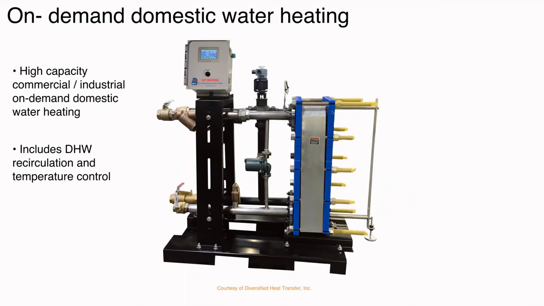I just want to show that this concept is available from actually multiple manufacturers now in commercial scale. That's a plate and frame heat exchanger, and it's got a recirculation pump. It's got a mixing valve here, a motorized mixing valve, and controls. This is simply taking that concept and scaling it up into much higher capacity, probably several 100,000 BTUs per hour, if not more than 1 million BTUs per hour.